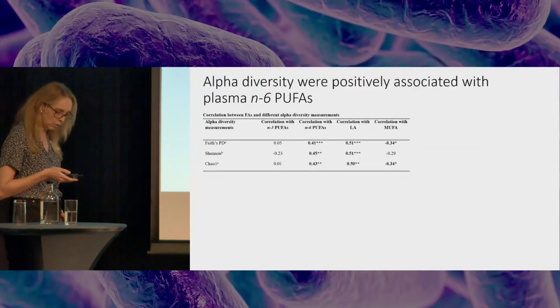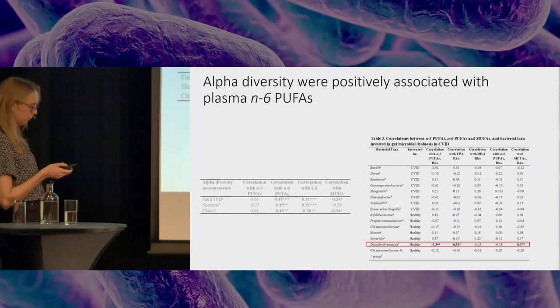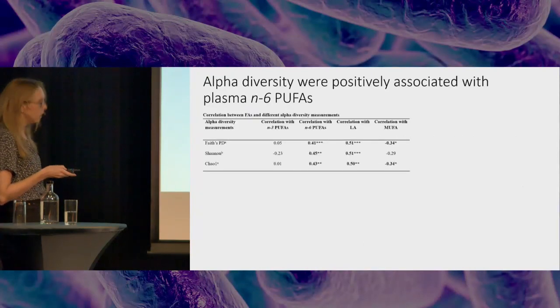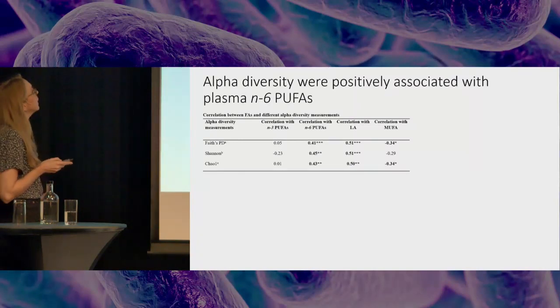We then compared the stool samples, where we looked at the alpha diversity and correlated it with the M3 PUFAs and N6 PUFAs. And here we showed a strong correlation between N6 PUFAs and alpha diversity. This was even more so for LA, which is linoleic acid, which we have shown is decreased in CVID, which was not correlated with the dietary intake.